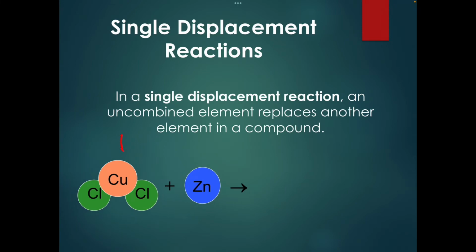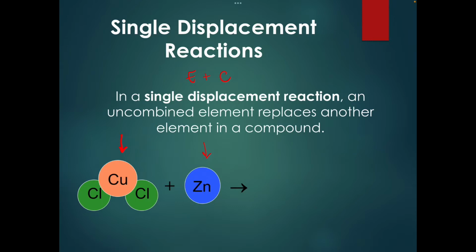So here we have, this is a compound and this is an element. The way that you will recognize single displacement reactions is it's always going to be an element reacting with a compound every single time. If you have some other combination of things, then it's not a single displacement reaction. A single displacement reaction must be an element plus a compound, or here you see it backwards, compound plus an element. Doesn't matter, but it's always got to be those two things.